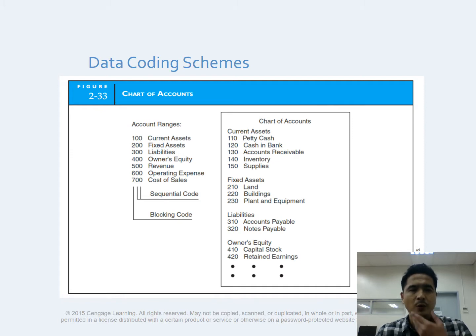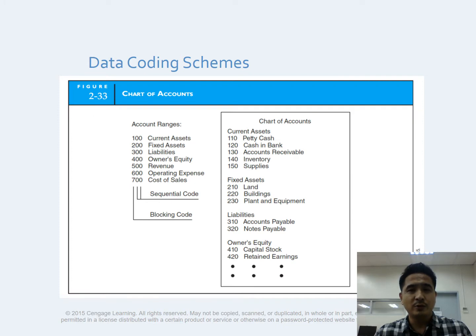Okay. The second way of coding is using a blocking code. It's a variant of the sequential code which somehow addresses the weakness of the sequential. Because in sequential code, it has no meaning. But in blocking code, you group the items to be coded based on their similarities. For example, the classic example of this is the chart of accounts. As you can see in the chart of accounts, you can group similar items: current assets, fixed assets, liabilities, and owner's equity. You can have a blocking code in which current assets will have the same first digit, like 1, fixed assets, 2, and so on and so forth.